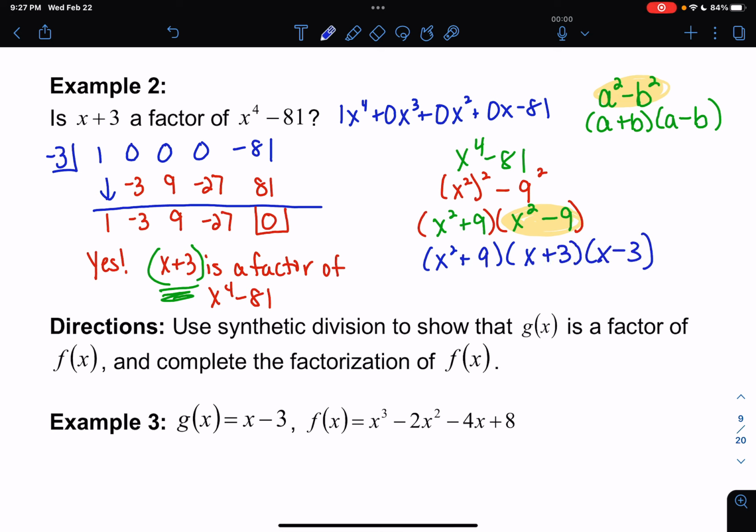Now the x squared plus 9 is a sum of 2 perfect squares, and that is a prime polynomial which cannot be factored. So the factors of x to the fourth minus 81 are 1 second degree factor, x squared plus 9, and we have 2 linear factors, x plus 3 and x minus 3.